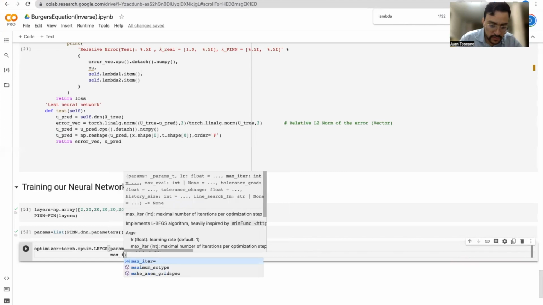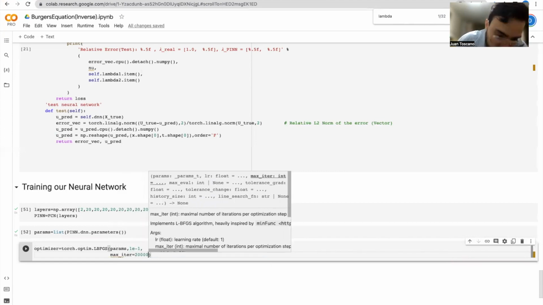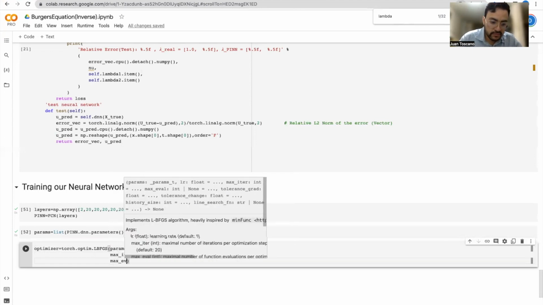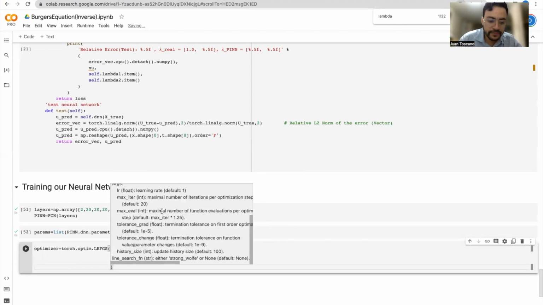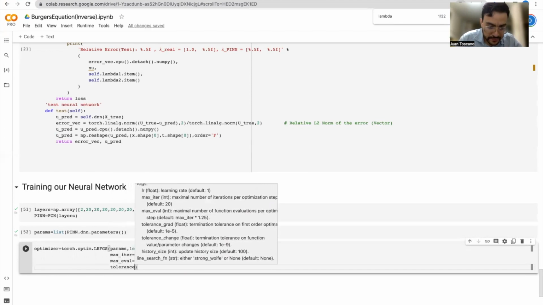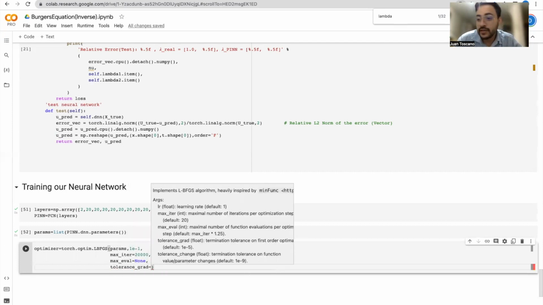Max iterations, let's make it 20,000 iterations. Max evaluation, none. We don't have the value and we don't want to include it. The tolerance grad. Remember that this training process is based on the gradient of the parameters. So if the parameters change is too small, then it would mean that we are stuck in a local minimum or that we have already got to the answer.